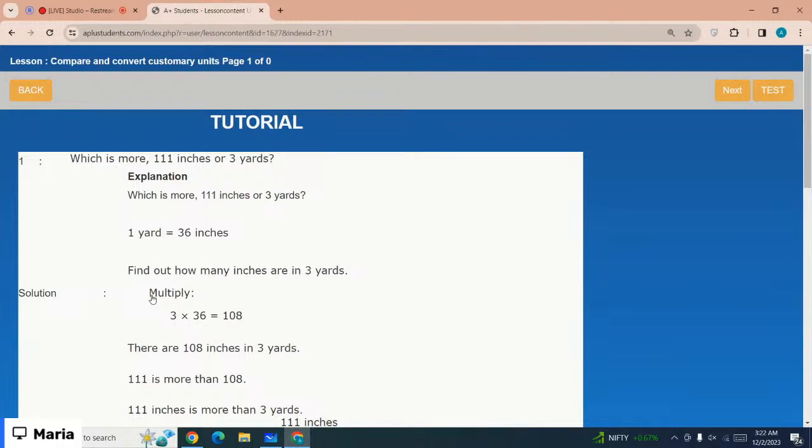Here you can see the conversion unit: when you convert from yards to inches, 1 yard equals 36 inches.